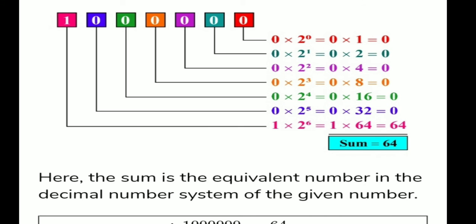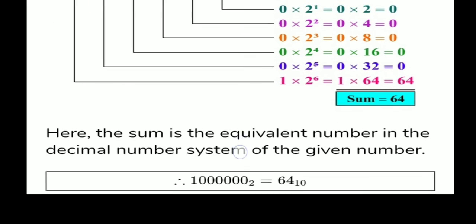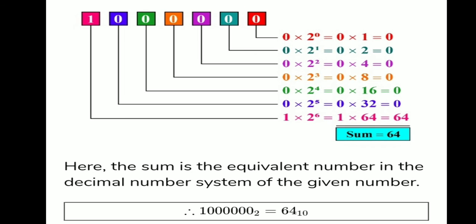At last I am having 1. 1 into 2 to the power 6. What is the value of 2 to the power 6? It is 64. 2 into 2 into 2 into 2 into 2 into 2. 6 times you have to multiply 2. So you will get 64. And now all the multiplication is over. The last step is, you should sum all the multiplied values. So now in this last column, all the values are 0 except the last one, 64. So 64. So the binary number 1000000 is 64 to the base 10.